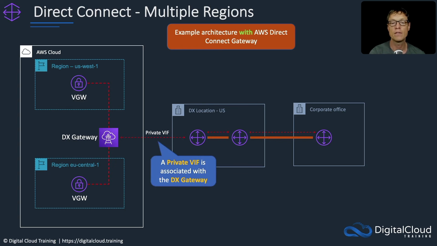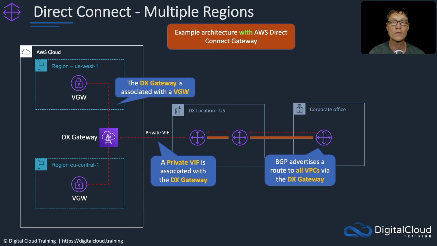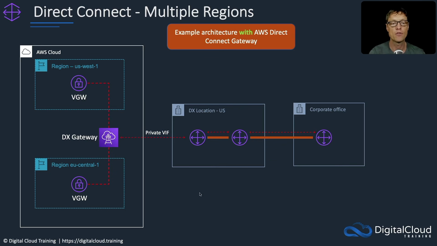A private VIF is associated with the DX gateway, and then the DX gateway is associated with a virtual gateway in each of the regions. BGP advertises a route to all VPCs via the DX gateway. And the traffic that's going from the DX gateway to these different regions is going over the AWS backbone. So it's using that consistent network experience of the AWS global network.